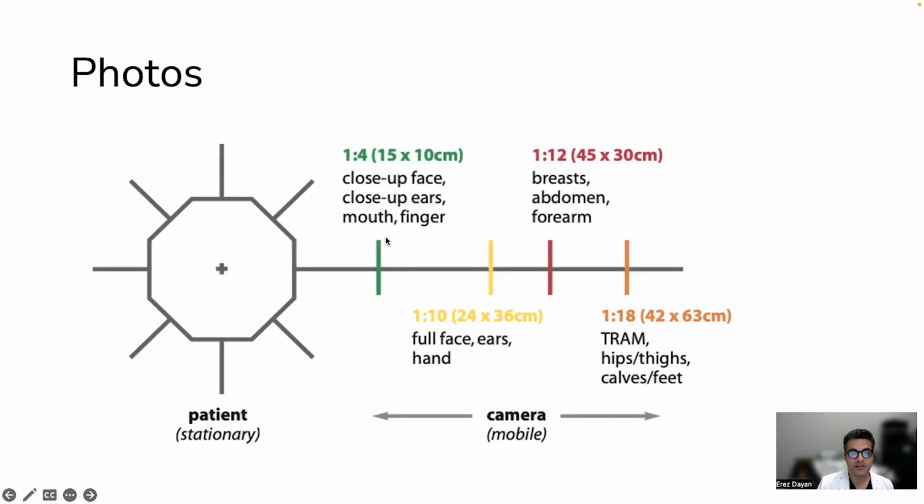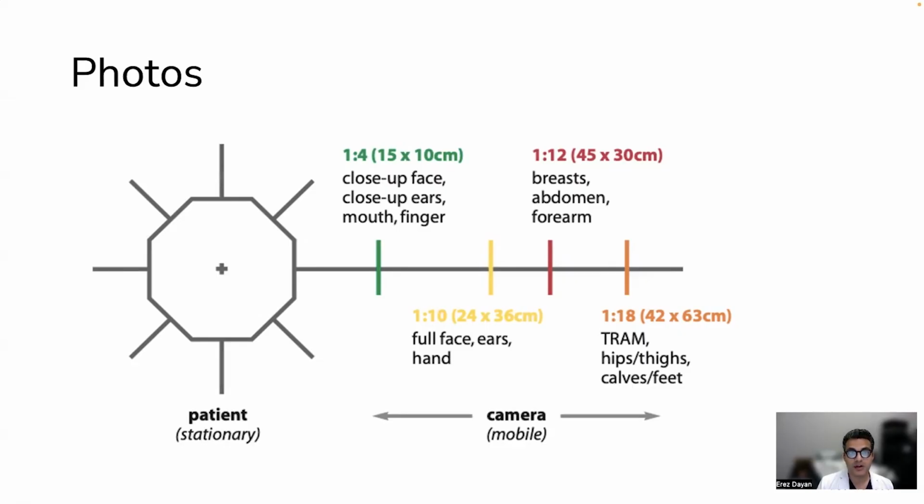So we have marks on the floor that indicate how far you want to be for close-up face, ears, mouth, anything like that, all the way down to full face, to full body, to breast, abdomen area. So we try to keep a consistent focal distance and a consistent patient position.